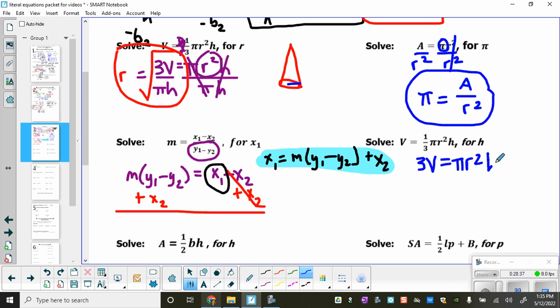Now earlier we saw a similar example up here and we solved for r, but this time we're going to solve it for h. This is actually going to be a little bit easier because h has all this stuff being multiplied in front of it. So if I just divide by pi r squared, this will cancel out and this will cancel out, and h is all alone. So h is the 3v divided by pi r squared.